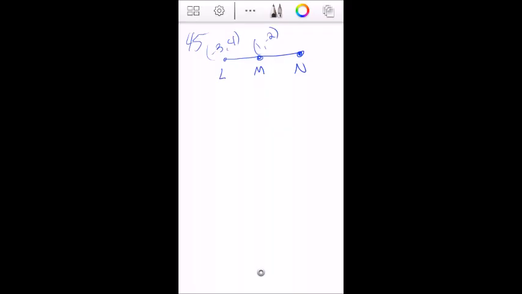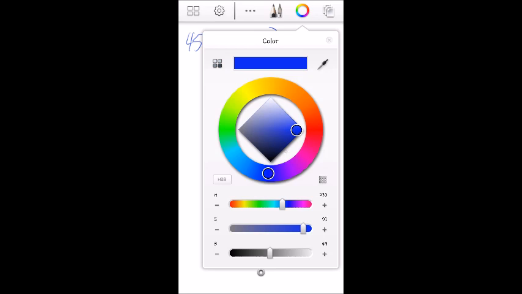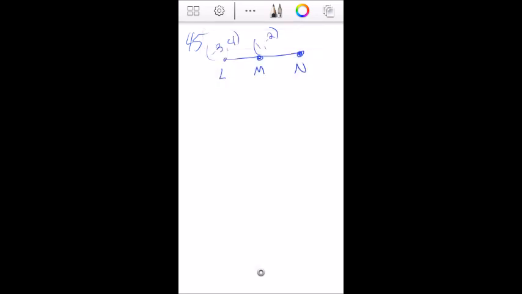All right, on to 45. 45 says, if M is the midpoint of LN, so right here I drew this line segment LN in blue, and I put M as the midpoint for it. Let me change this color to black so we have something different. So we have M in the middle of LN. So LM and MN are equal to each other because it's a midpoint. And it says, what are the coordinates of N?